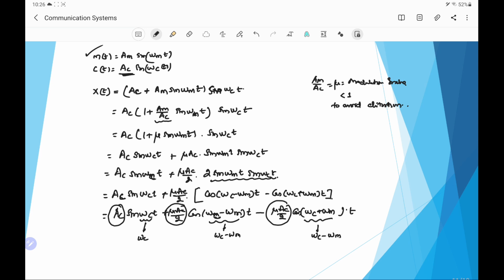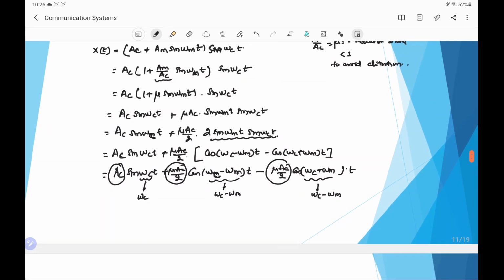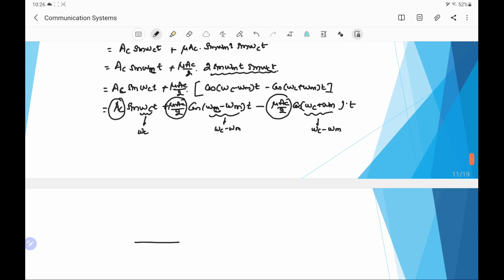Therefore, if we draw these frequencies on a graph, then we will have, say this is the graph, and omega c is written at the center frequency, and this is omega c plus omega m, this is called upper sideband, and another frequency is omega c minus omega m, this is lower sideband. Amplitudes at these frequencies are: this is AC, the carrier wave, and amplitude of the sidebands are mu AC by 2, and also at lower sideband amplitude is mu AC by 2.